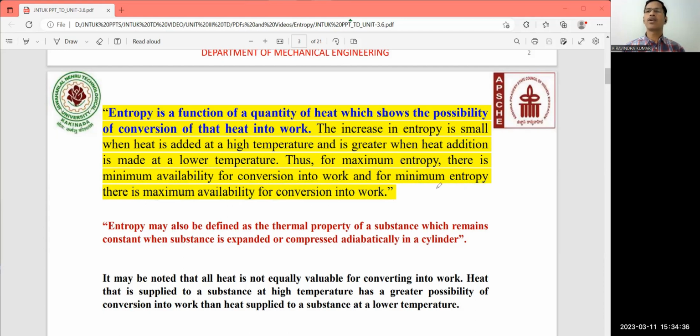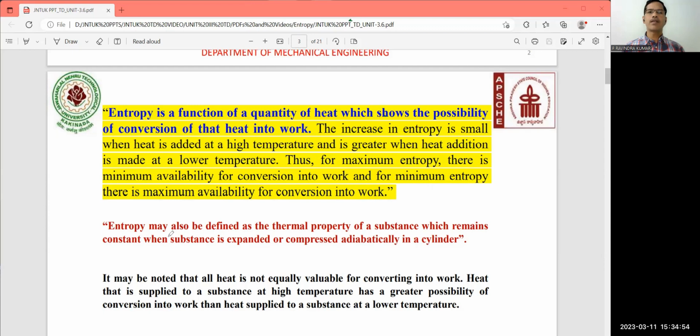That is entropy, transformation: transforming the low grade energy into high grade energy. That is what entropy is going to discuss. So this is one way of defining entropy.